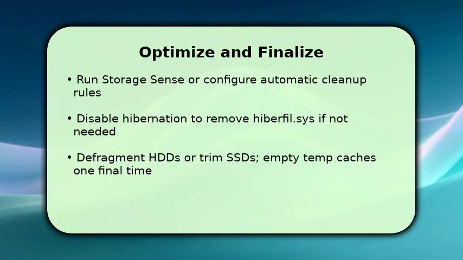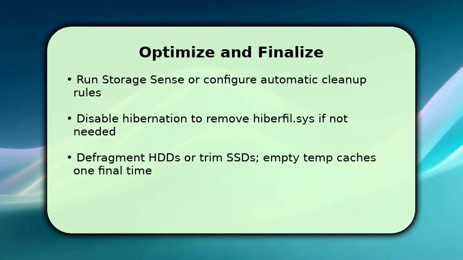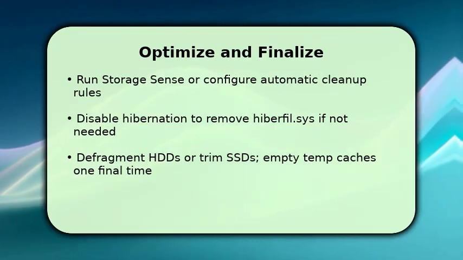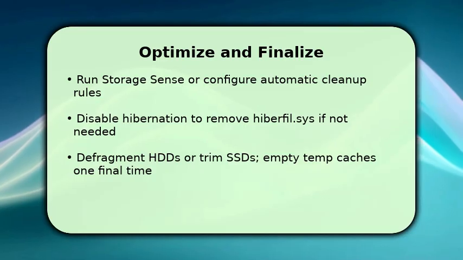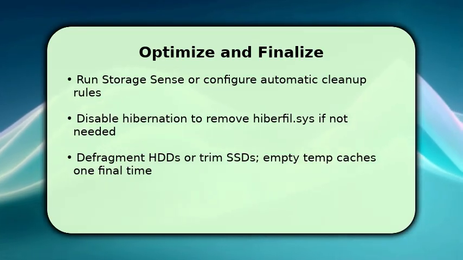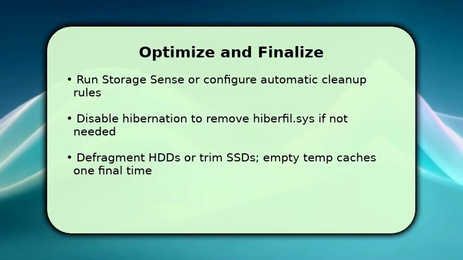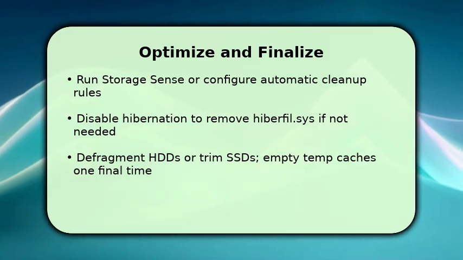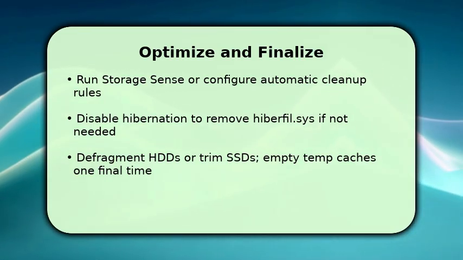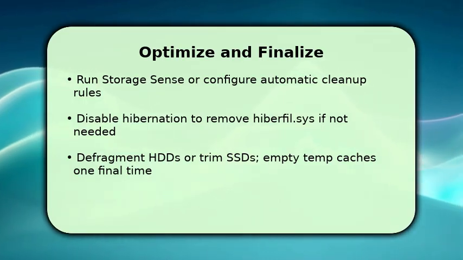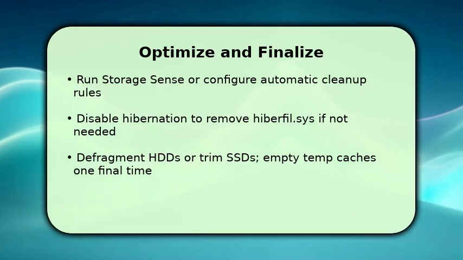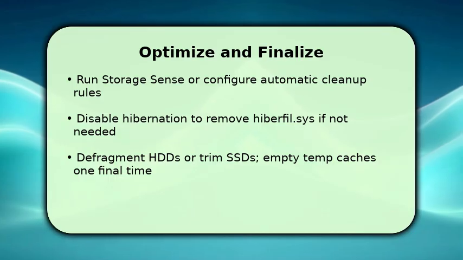You finish by automating and optimizing. Enable Storage Sense or set scheduled cleanups so temporary files don't pile up again. Once done, consider disabling hibernation if you don't use it. That removes the large hiberfil.sys file. Then optimize drives, defragment hard drives or run trim on SSDs, and clear browser caches and system temp folders one last time. If something goes wrong, use the restore point you created to undo changes quickly and avoid accidental data loss.